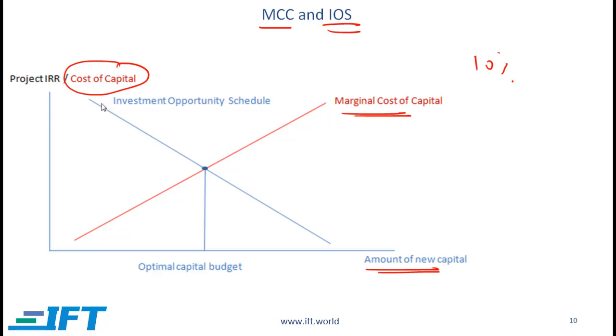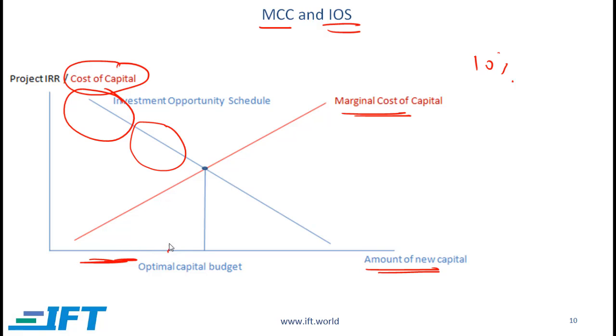The blue line represents the investment opportunity schedule. Clearly, when you do projects, you will first do the high profitability or the high IRR projects. Therefore, with the initial amount of money that you have, notice that the return is going to be high. You then do projects that still have a decent IRR, but where the return is relatively less. And therefore, the investment opportunity schedule is downward sloping. The optimal capital budget is given by the intersection of these two lines.